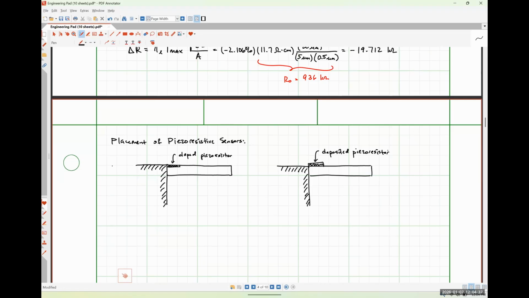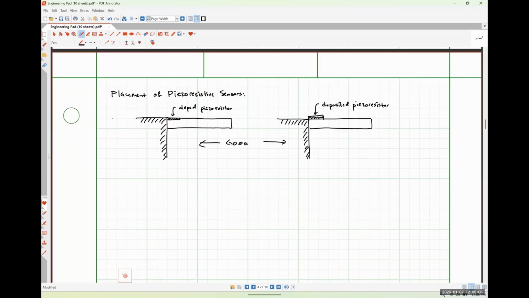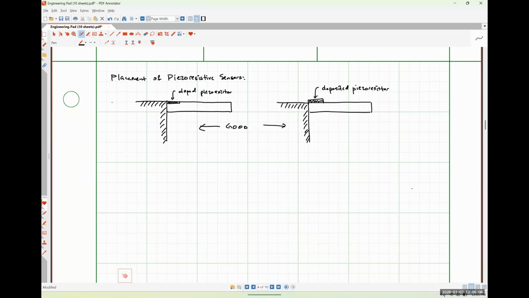Both of these cases would be an example of a good design under the assumption that the piezo resistor thickness is small, so that the piezo resistor itself can largely be considered to be part of the beam, right? So what I mean by that specifically is if we contrasted, so let me just write here, good. And then let's contrast that with bad. Okay. So a bad doped piezo resistor design might be something like this.